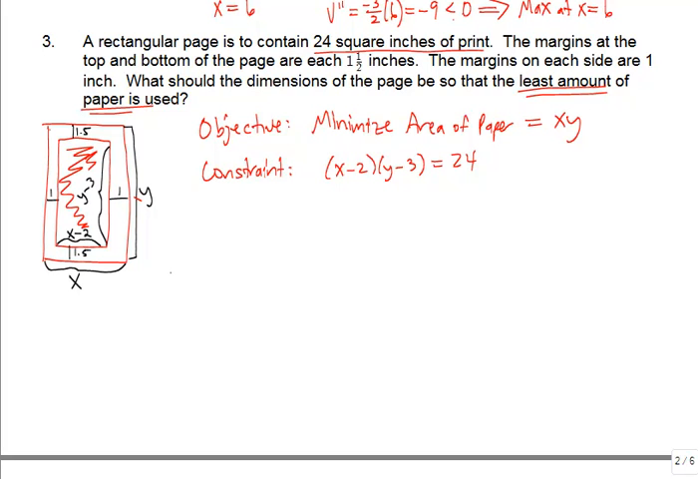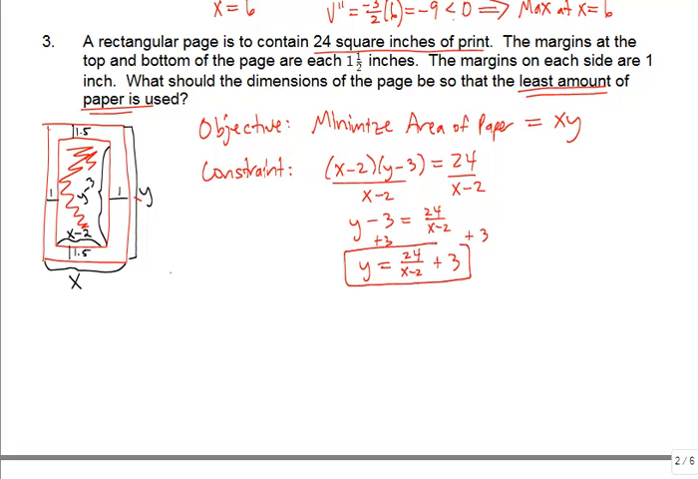Now before I can take any derivatives, I need to eliminate one of my variables here. So again, I'm just going to choose y. I'm going to go to my constraint and I need to solve this for y. To do that, what I think is easiest is to divide both sides by that x minus 2 factor right away so that you get y minus 3 by itself. And then I can add this 3 over to the other side. So y equals 24 over x minus 2, plus 3.